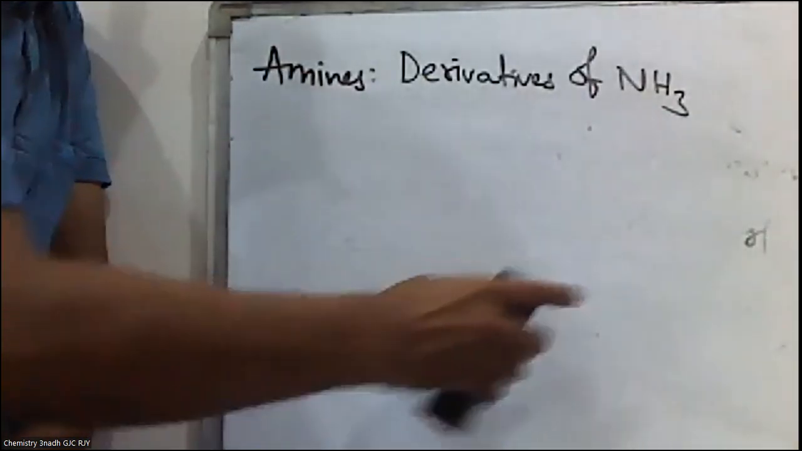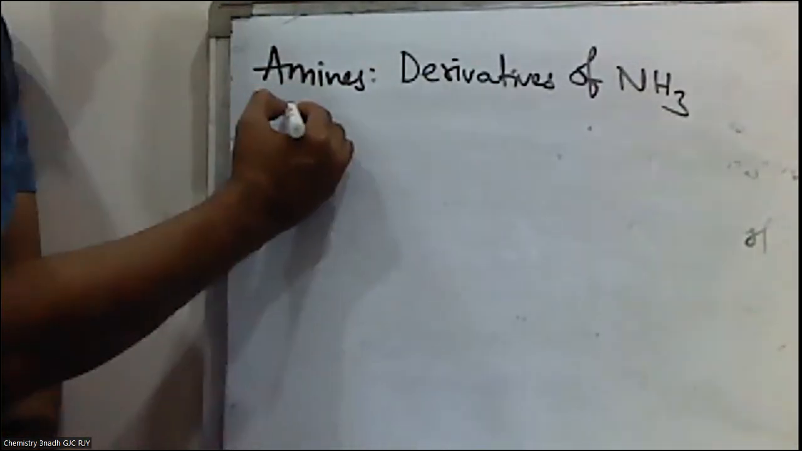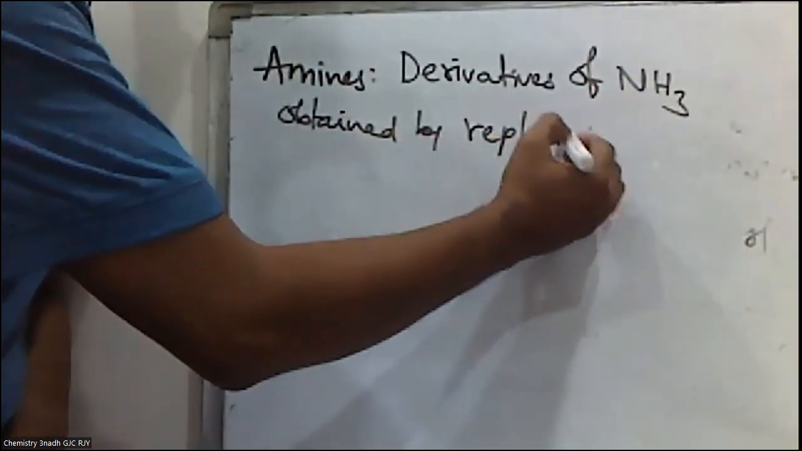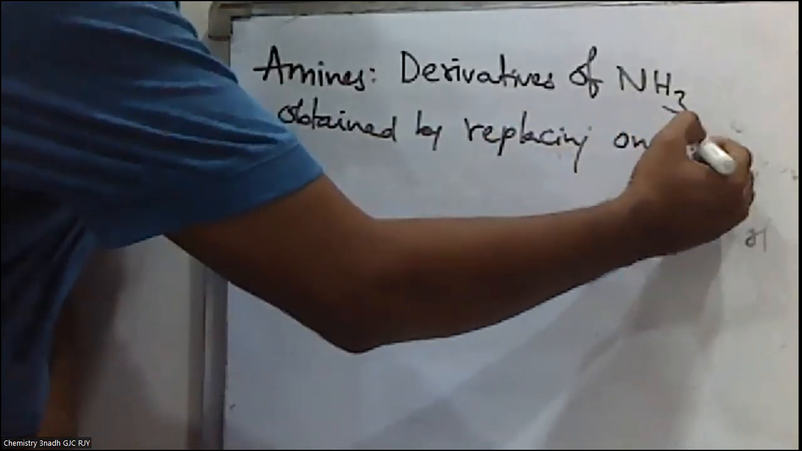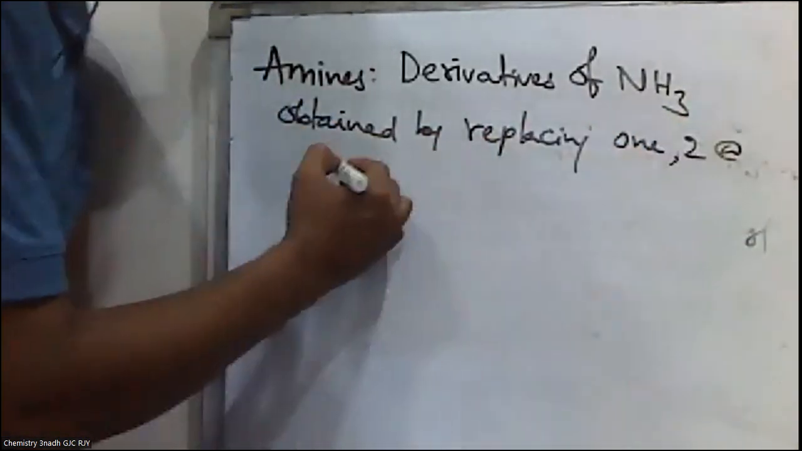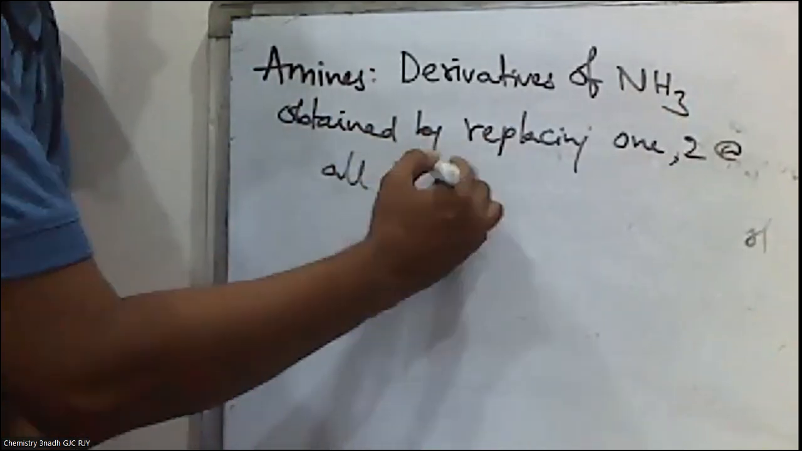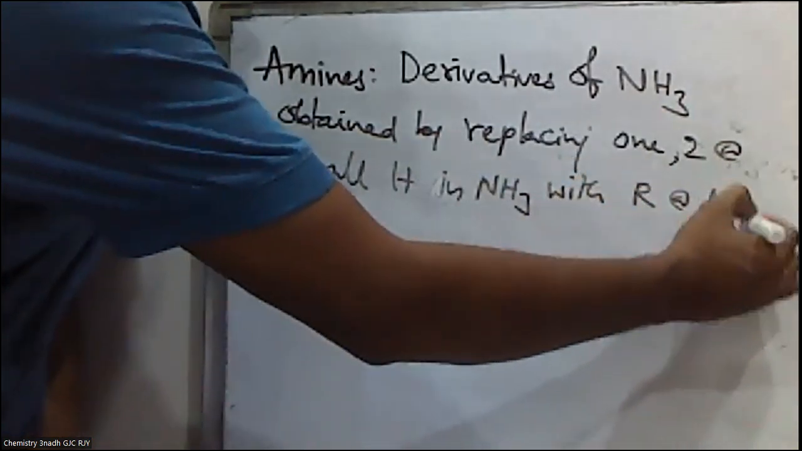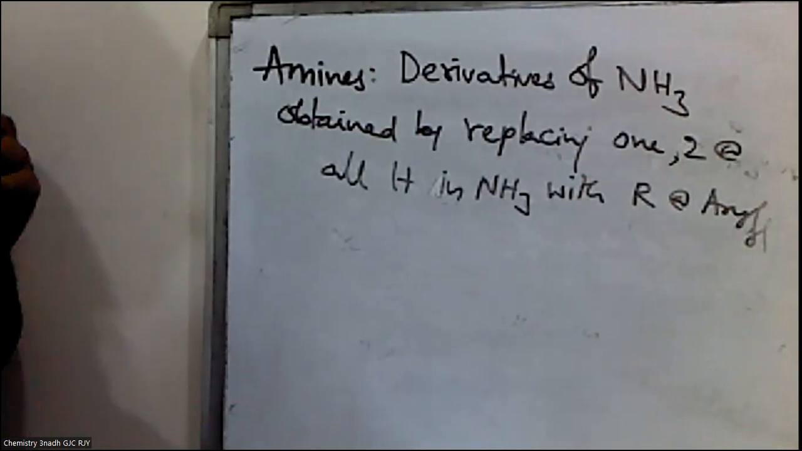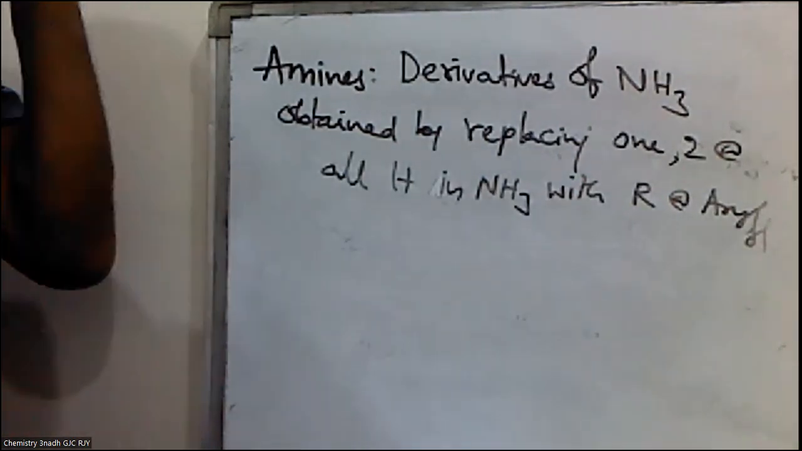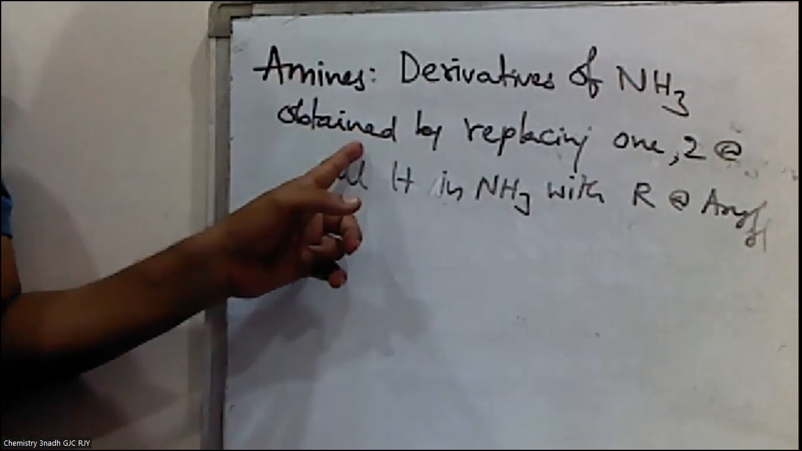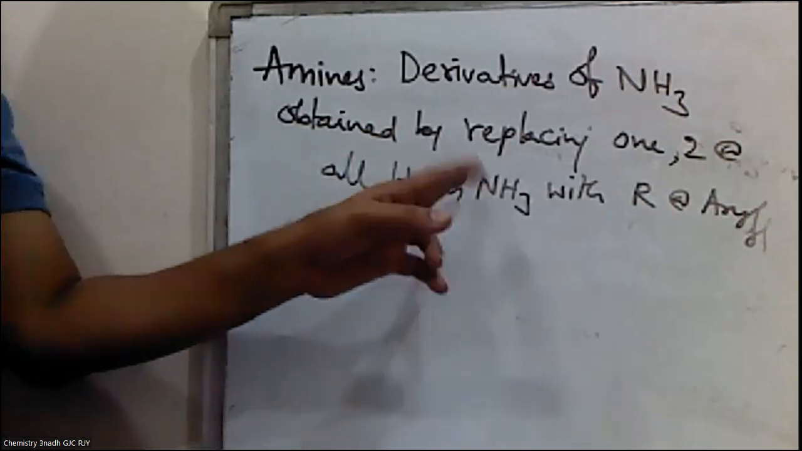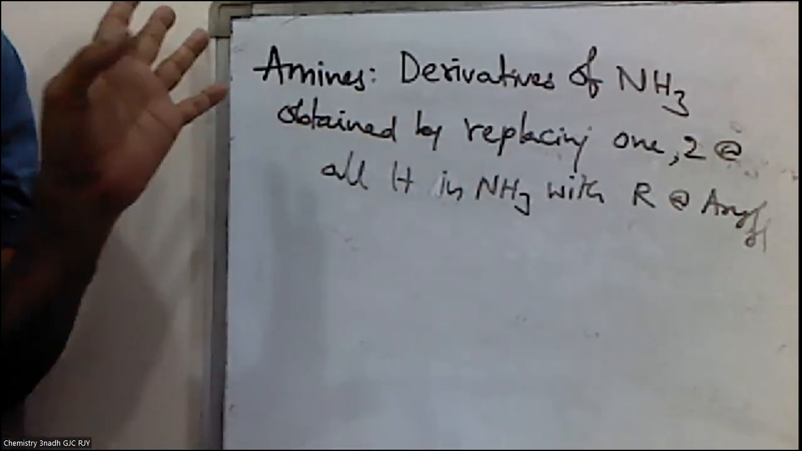What are amines? Amines are the derivatives of ammonia and are obtained by replacement of one, two, or all the three hydrogen atoms by alkyl or aryl groups.